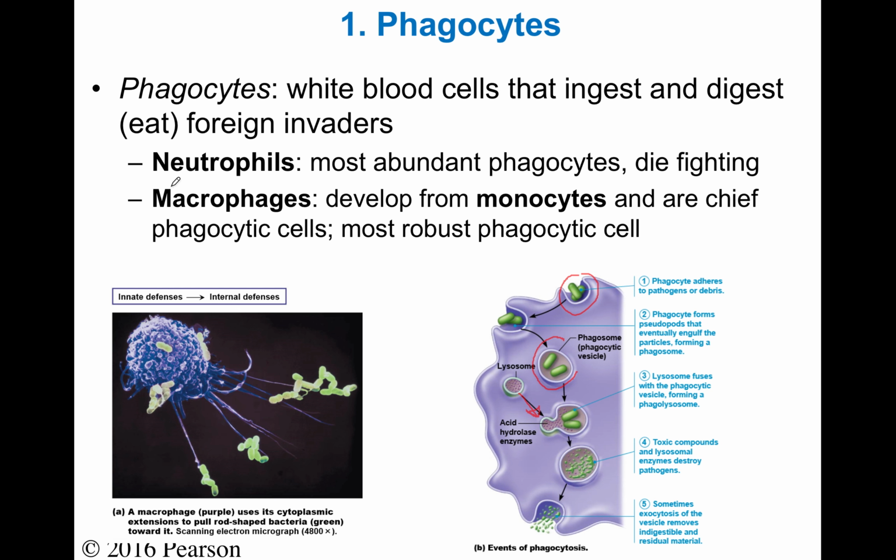The two main categories are neutrophils and macrophages, and the immature macrophages are considered to be monocytes.